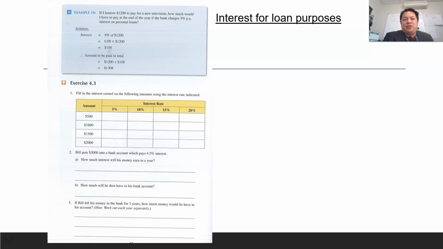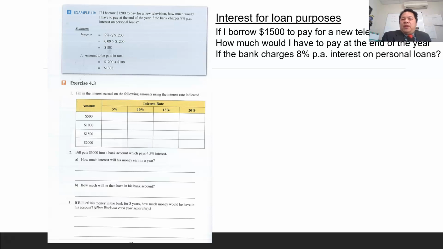Okay, what about interest on loans? This is also a very interesting question. Imagine you need to buy a television set, you don't have money, and you borrow on a personal loan. Some people actually do that. So how do we know how much you need to pay at the end of the year? This is called spending future money that you have not earned before. So there's a penalty. What's the penalty? 8% of $1,500.